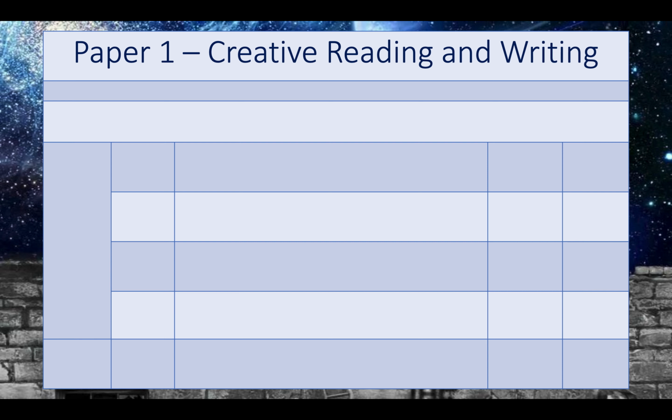Okay, let's have a look at paper 1 for the English language GCSE. You've got 2 papers to sit, that's 2 exams, paper 1 and paper 2. Paper 1 is your creative reading and writing. So we're going to have a look at that one first, and this is just an outline of the exam.